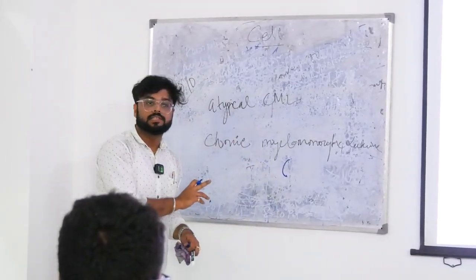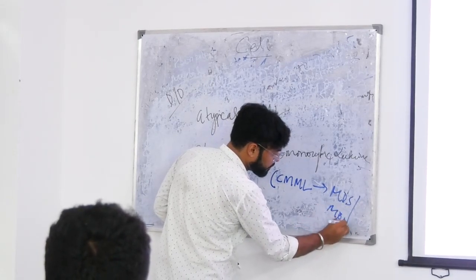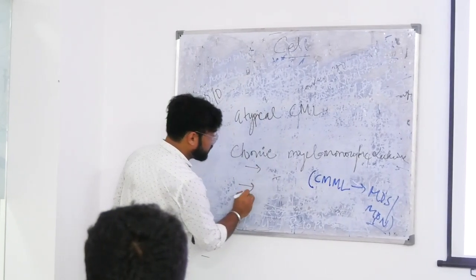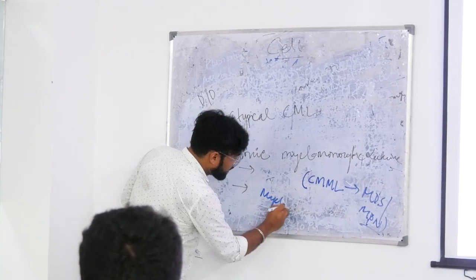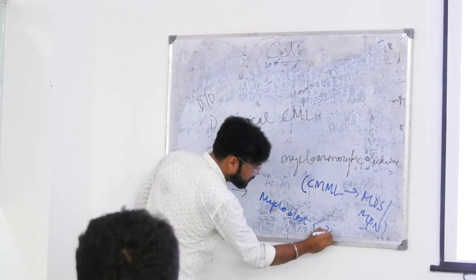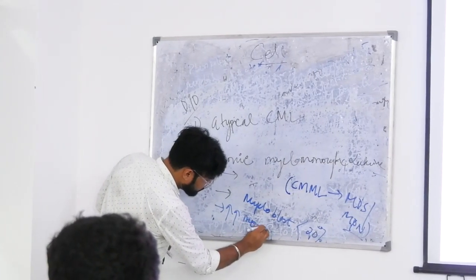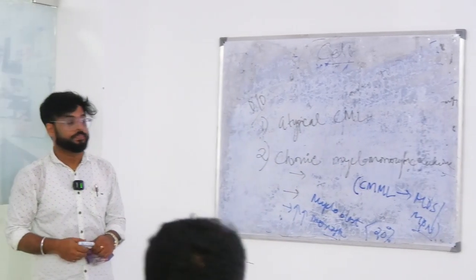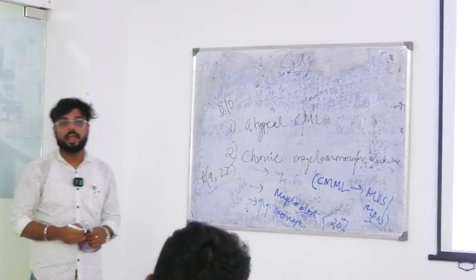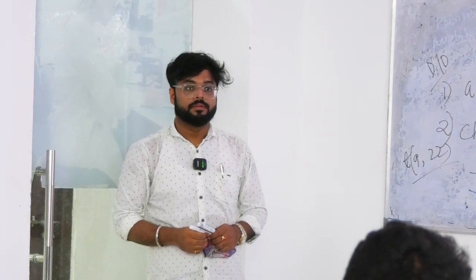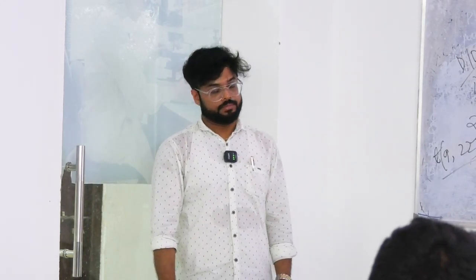CMML. These two topics are not in your syllabus, but CMML is included in the broad category of MDS/MPN. Remember two features. In chronic myelomonocytic leukemia, myeloblasts will be less than 20%, but there will be a high amount of monocytes and monocyte precursors. And of course, this is not related to translocation 9;22. Both myelo and monocytic precursors are present, and both are dysplastic precursors. Dysplastic cells are proliferating here.